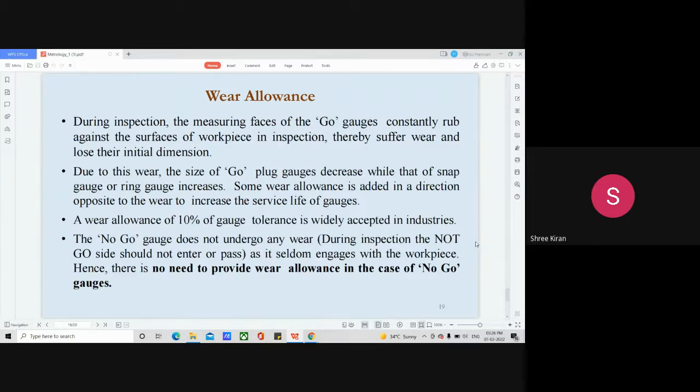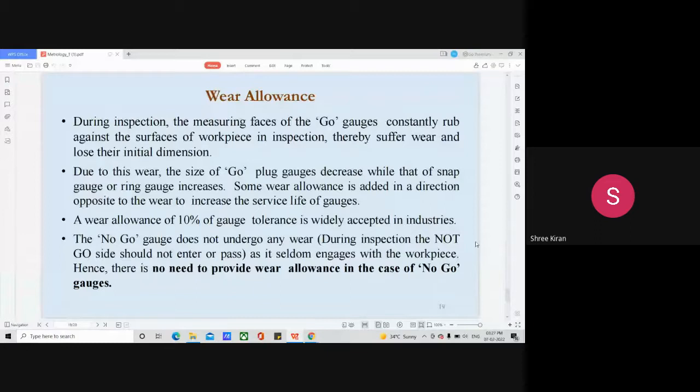In the case of wear elements during inspection, the measuring faces of the go gauges constantly rub against the surface of the workpiece in inspection, thereby suffering wear and losing their initial dimensions.